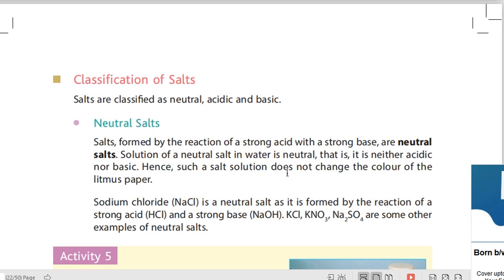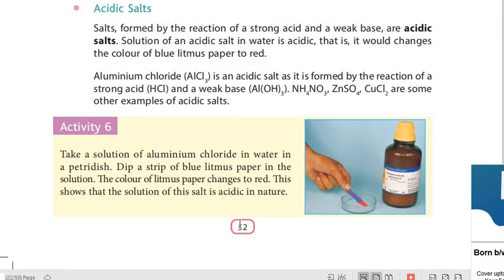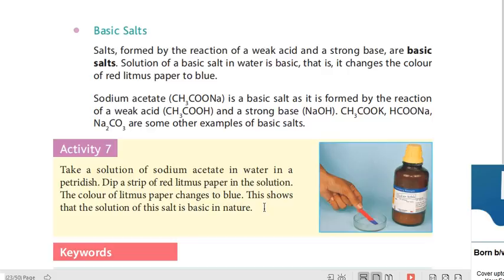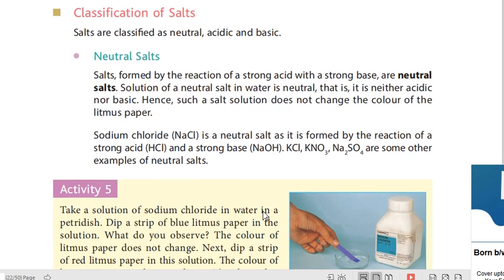See, a salt formed by the reaction of a strong acid and a strong base is called a neutral salt. Okay.